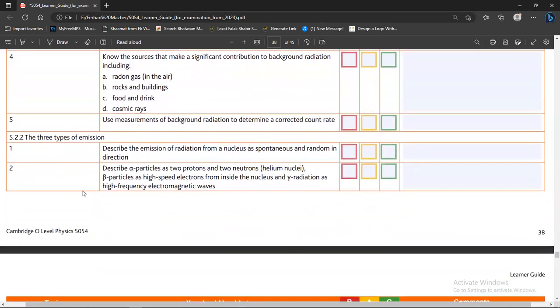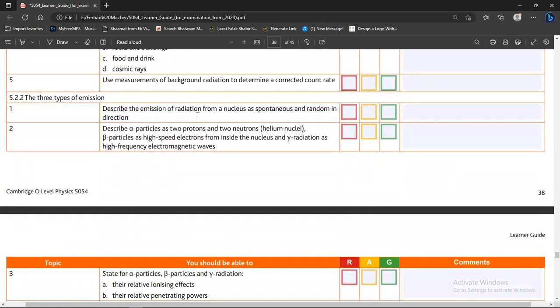The three types of emission. Describe the emission of radiation from a nucleus as spontaneous and random in direction. Describe alpha particles as 2 protons and 2 neutrons, which is like helium nuclei. Beta particles as high-speed electrons from inside the nucleus, and gamma radiation as high frequency electromagnetic waves.